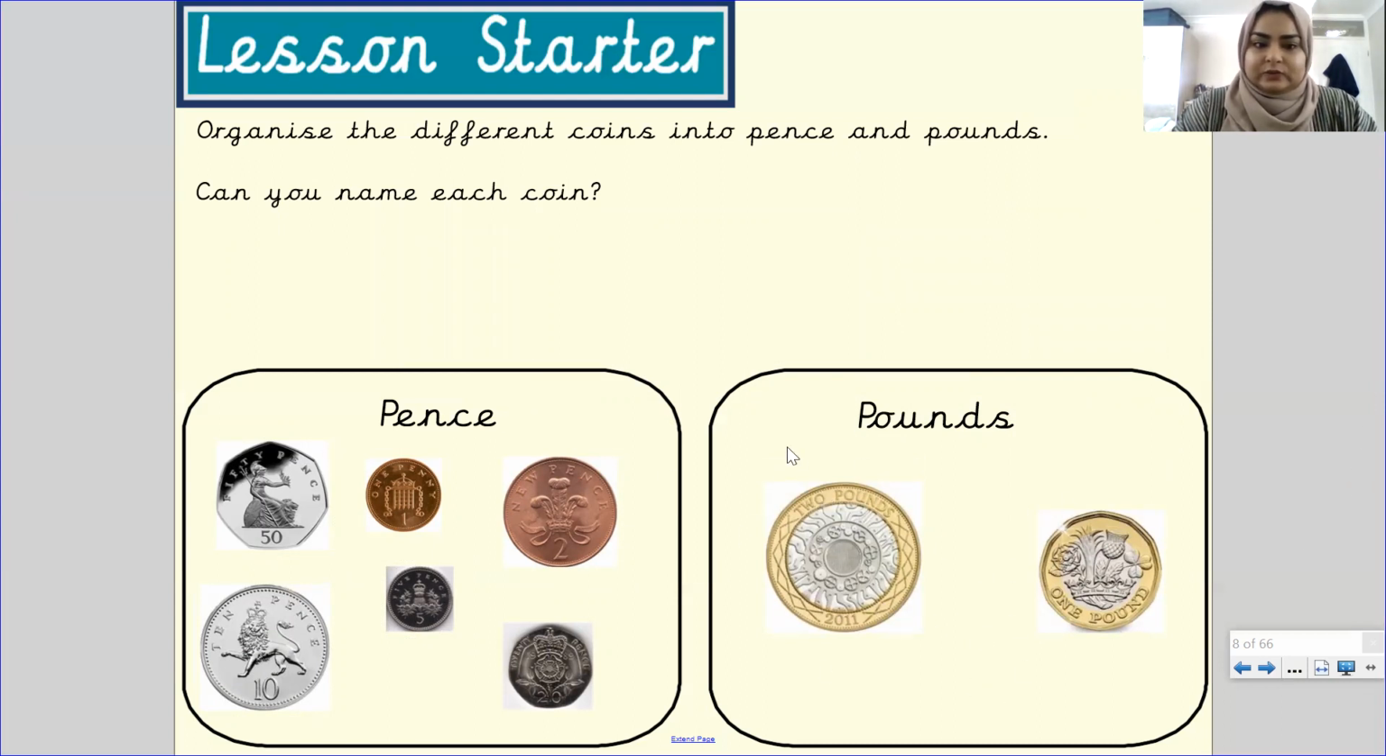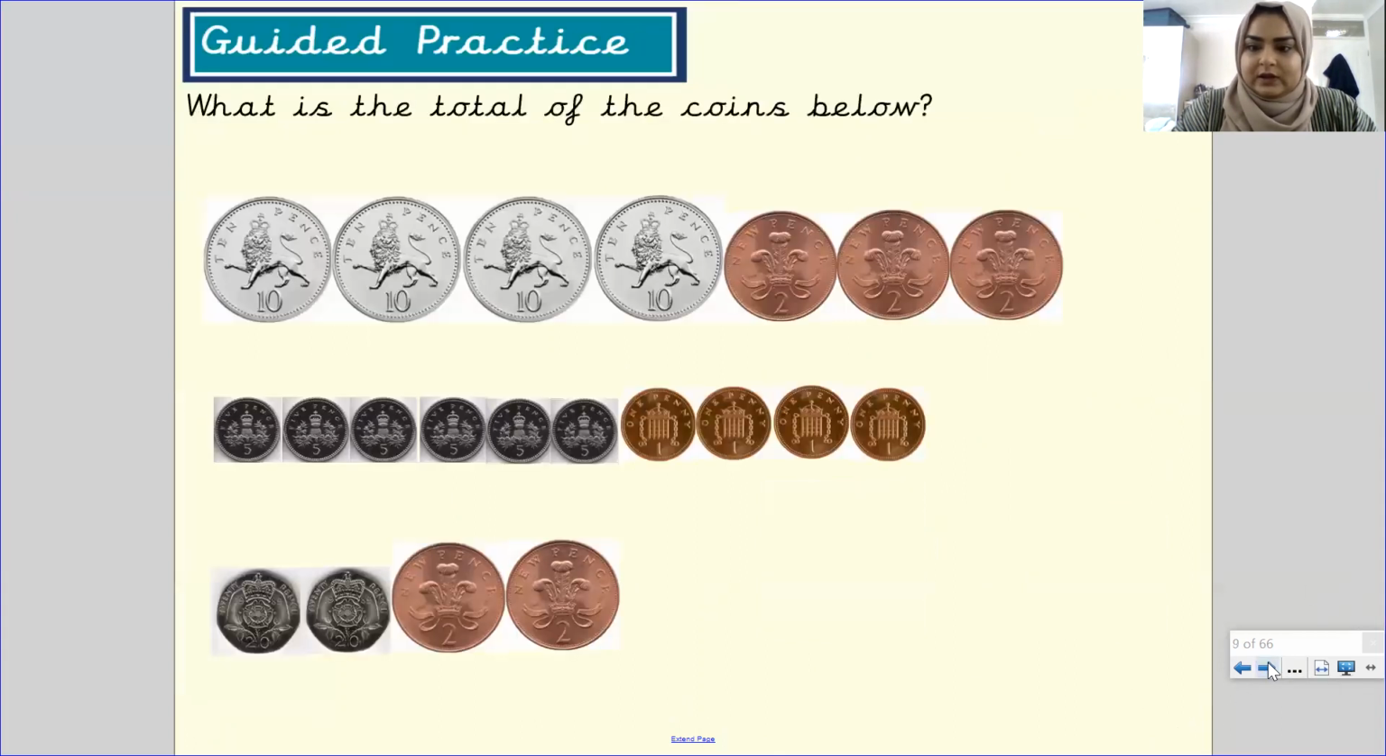Okay, now we are going to do this as a guided practice. What is the total of the coins below? What I would like you to do is pause the screen and work out what the total of this is, the total of this, and then the total of this. So 1, 2, 3. What's the total of 1? What's the total of 2? What's the total of 3? Okay, if you pause the screen now and work it out on your whiteboard and then come back.